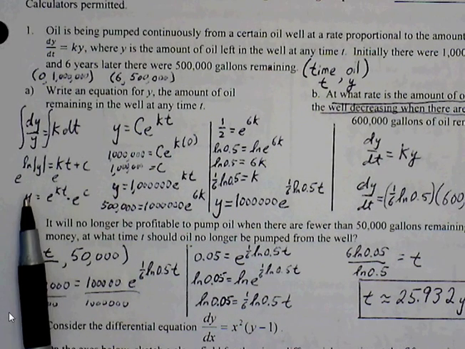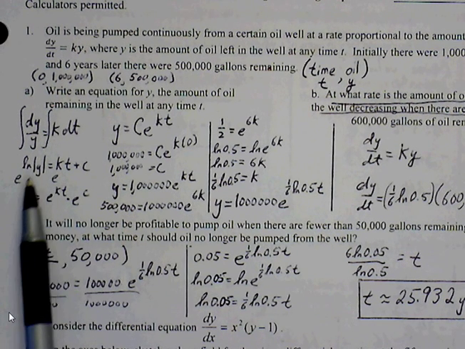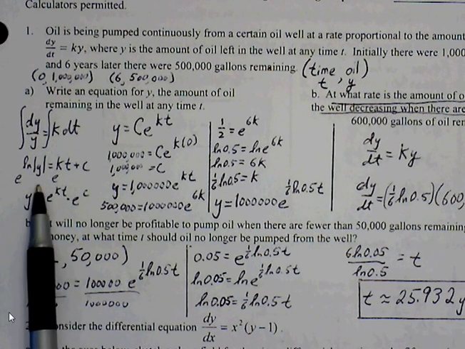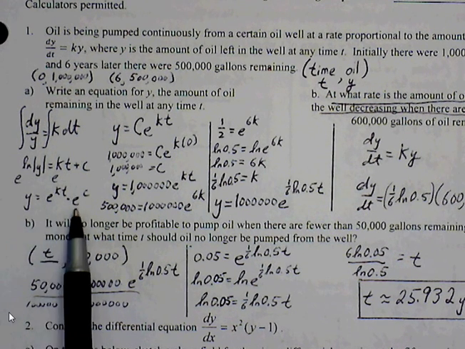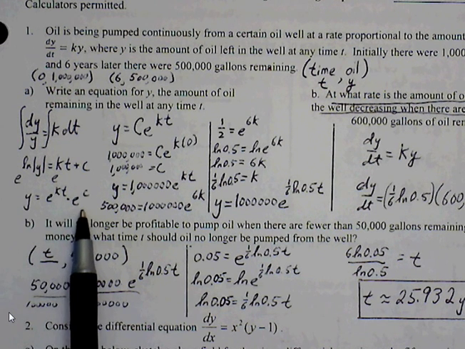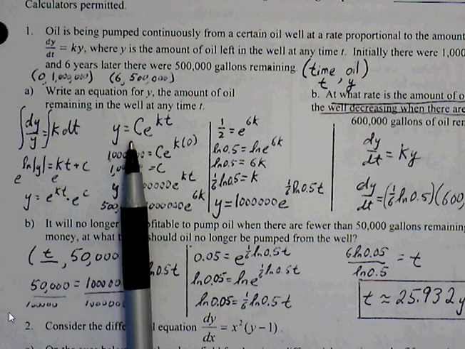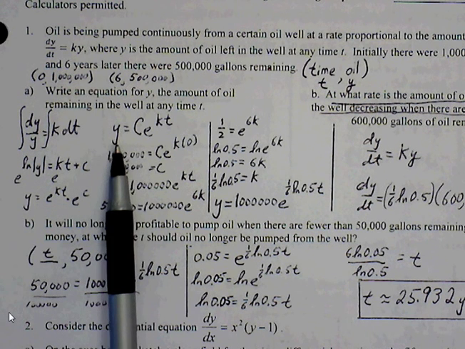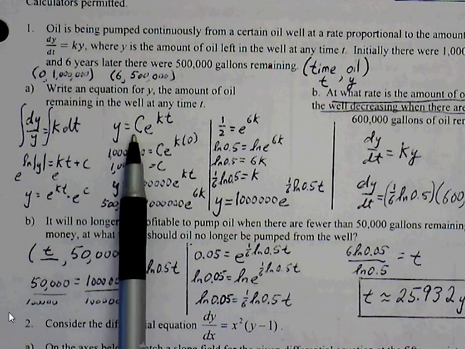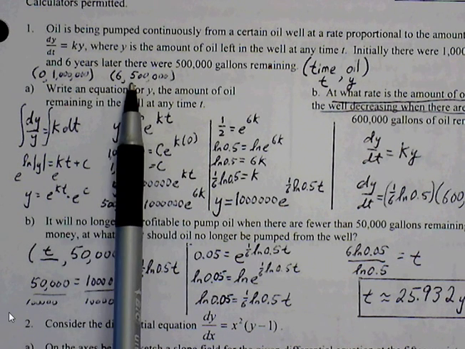We raise both sides with base e so that we can get rid of the natural log and get y by itself. So this becomes y, and the right side, e to the kt plus c, we can split up into e to the kt times e to the c. Now e to the c is just a constant, so we can pull that in front as c. So we have our general equation, y = ce^(kt). We want to write the equation for y, so we need to find the c value and the k value. And that's what these ordered pairs are going to help us with.